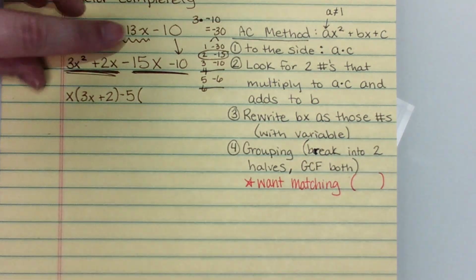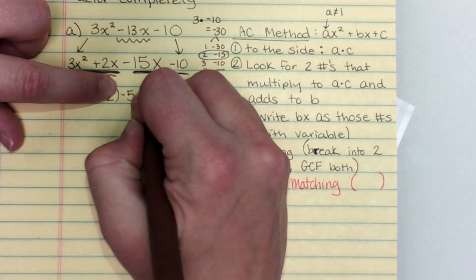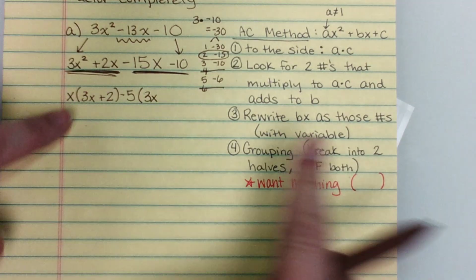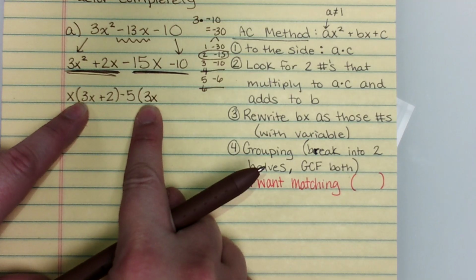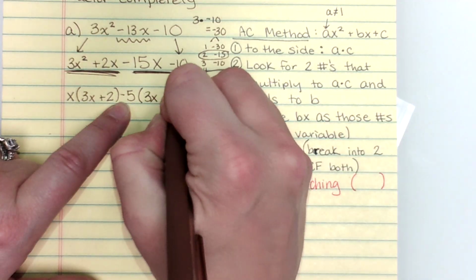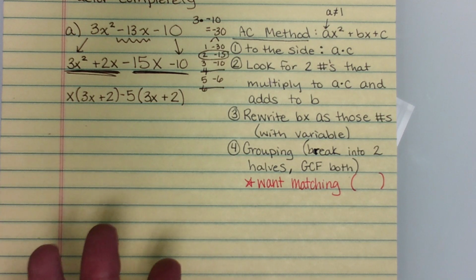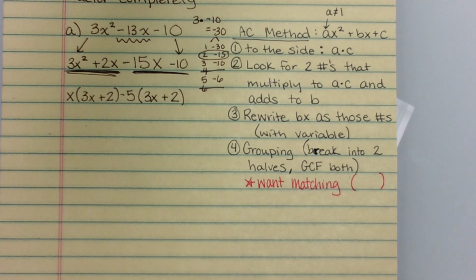If I pull out a negative 5, what is negative 15x divided by negative 5? Positive 3x. That's starting to match. That's a good sign. What is negative 10 divided by negative 5? Negative 2. Positive 2. Do my parentheses match perfectly now? Yes. If they do not match perfectly, that is a problem. But they do. Okay.